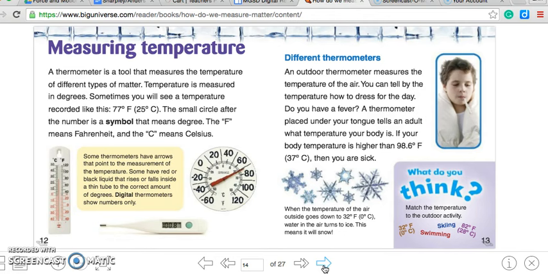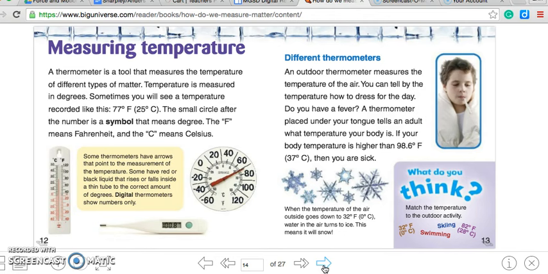Measuring temperature. A thermometer is a tool that measures the temperature of different types of matter. Temperature is measured in degrees. Sometimes you will see a temperature recorded like this: 77 degrees Fahrenheit, 25 degrees Celsius. The small circle after the number is a symbol that means degree. The F means Fahrenheit and the C means Celsius.